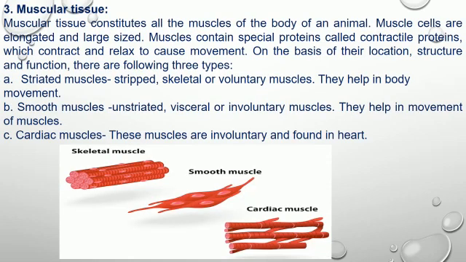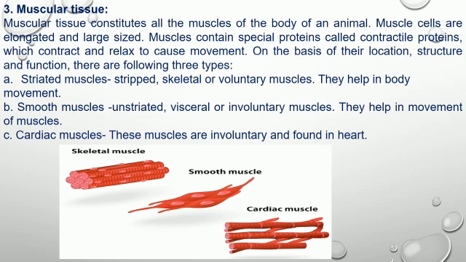Muscular tissue. Muscular tissue constitutes all the muscles of the body. Muscle cells are elongated and large in size. Muscle contains special protein called contractile proteins which contract and relax to cause movement. On the basis of their location, structure and function, there are following three types. Striated muscles, striped, skeletal or voluntary muscles.